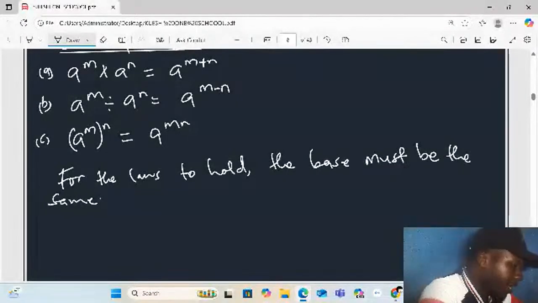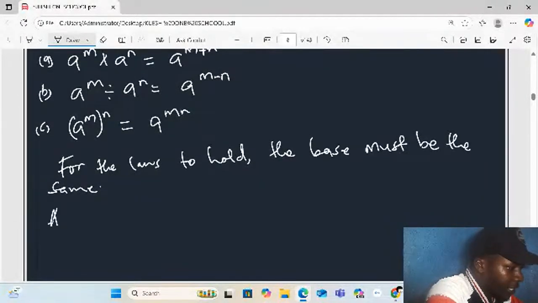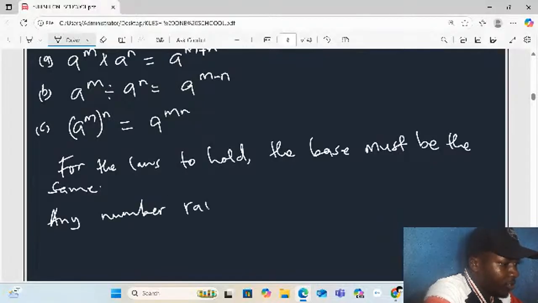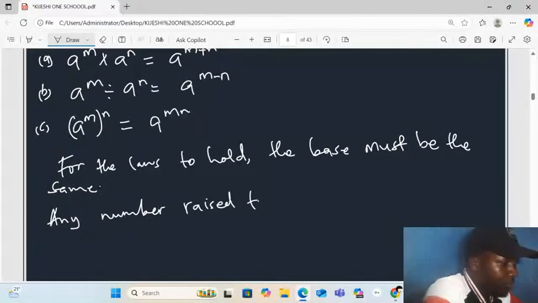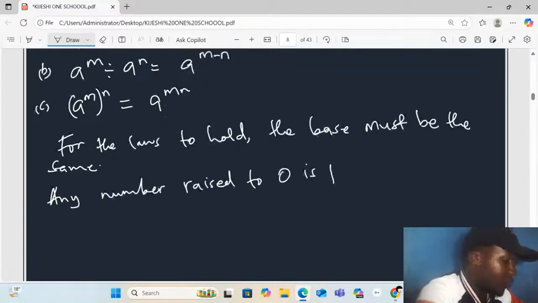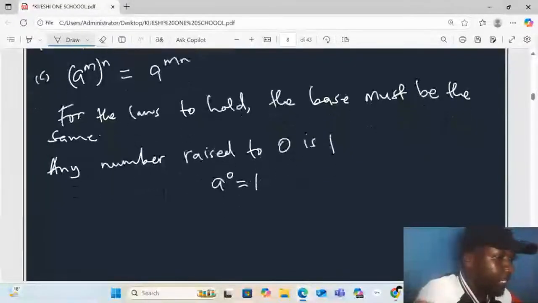And any number raised to 0 is 1. So any number that you raise to 0, your answer is always going to be 1. For instance, A raised to 0, you will get 1.